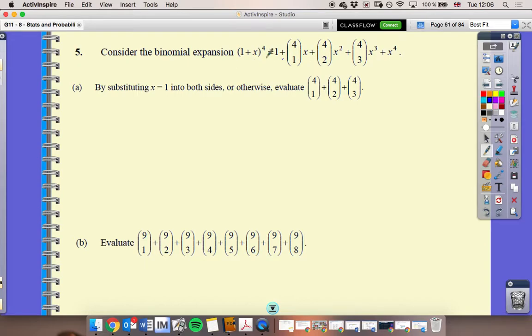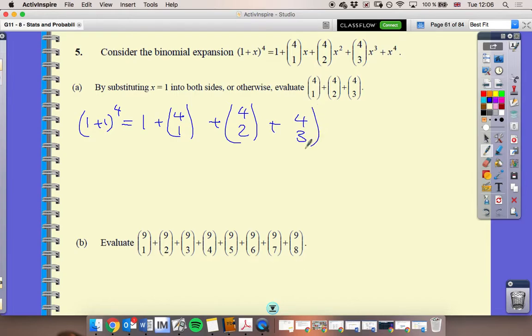Substitute x equals 1 into both sides of this equation. So I'm just going to do that. X is 1, so we won't bother writing it. 1 squared is 1. 1 cubed is 1. And 1 to the power of 4 is 1. Okay. Anyone with suggestions for how to actually answer the question and figure out what the value of that is?